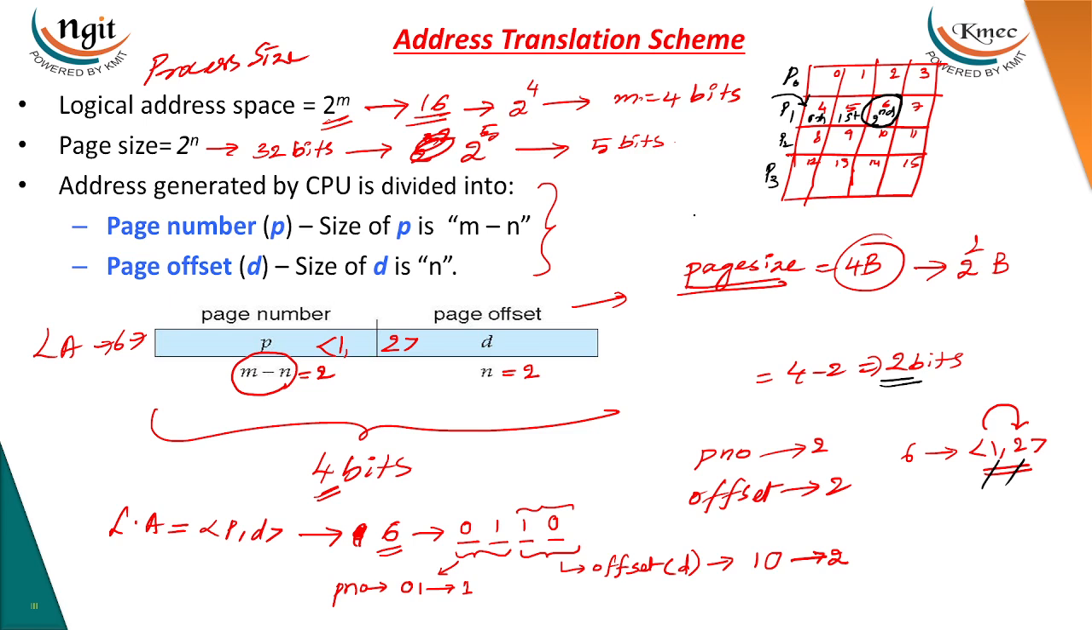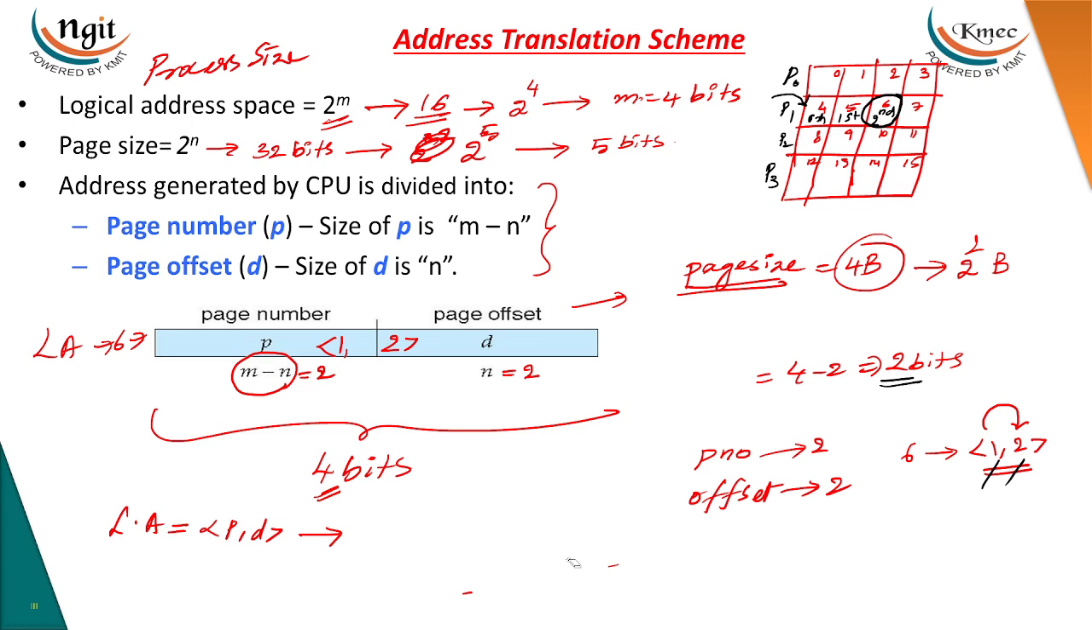Okay, let's take one more example, 4. The logical address generated is 4, so that it will be clear. So this particular logical address, what is the value? 4. I will take the logical address value 4.